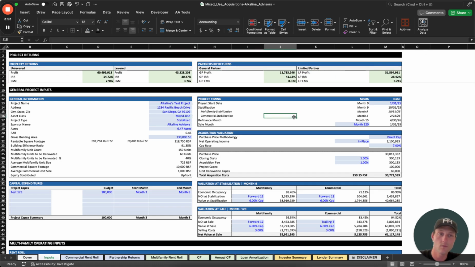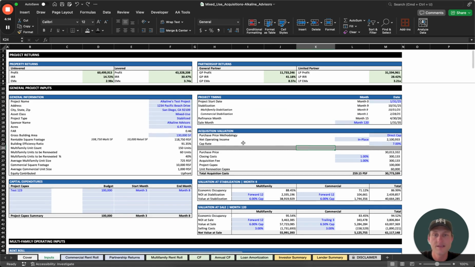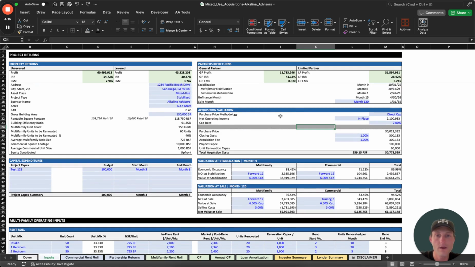And you can see whenever you change an input in the blue cell, this will automatically recalculate all of the profit, IRR, and equity multiple figures for each of these levels. So let's say we want to sell the asset in month 60. You can see how everything updates automatically. Over here, we have some general project information. This acquisition value, this is how we are deciding what to acquire the asset for.